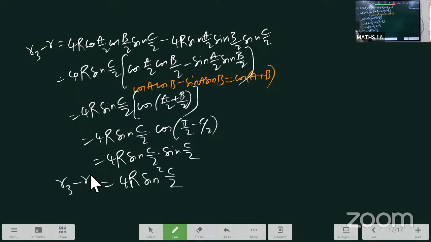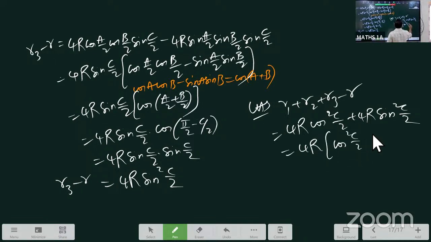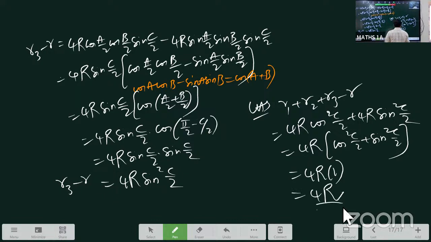R3 minus R. Now take complete LHS. R1 plus R2 plus R3 minus R. 4R cos square C by 2 plus 4R sin square C by 2. That is 4R into cos square C by 2 plus sin square C by 2. 4R into 1, that is nothing but 4R.